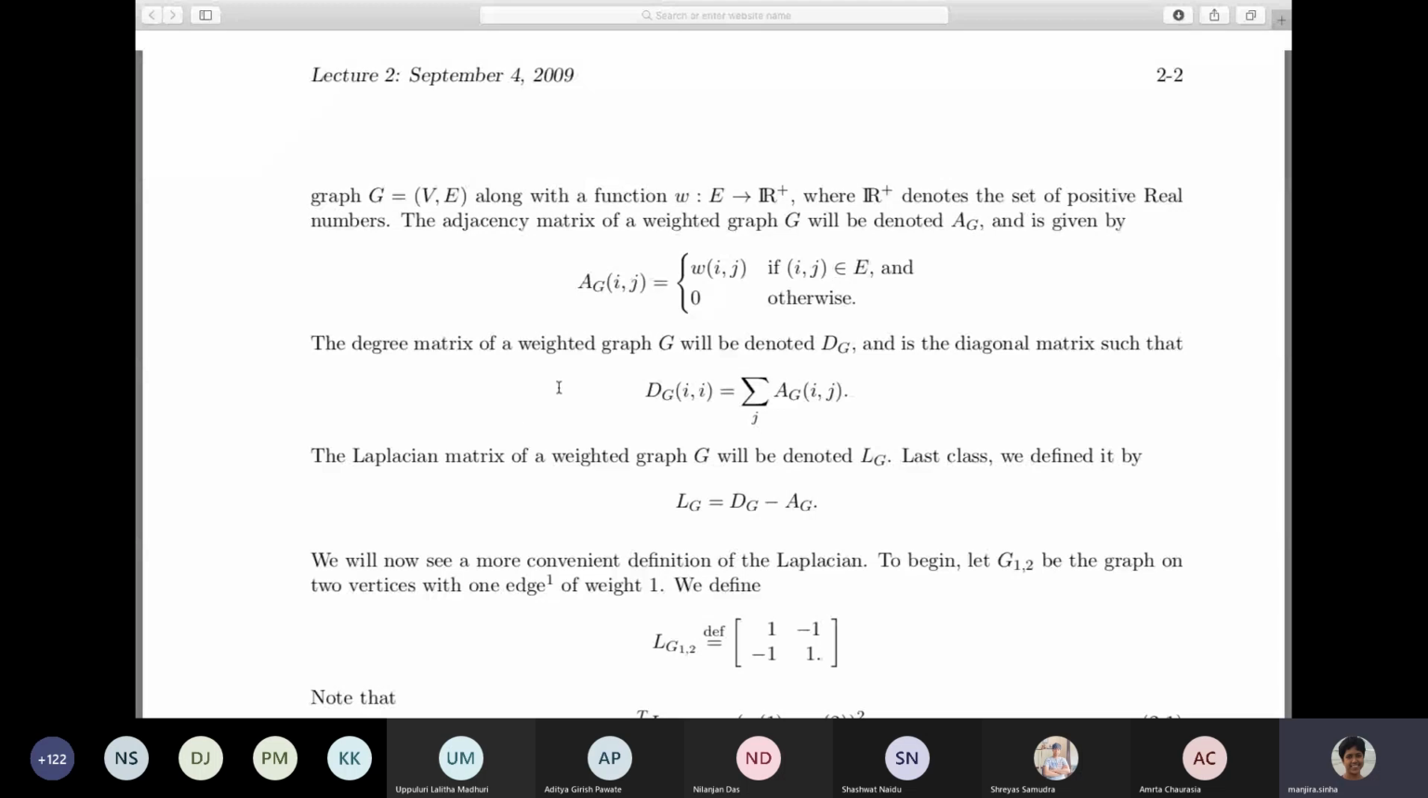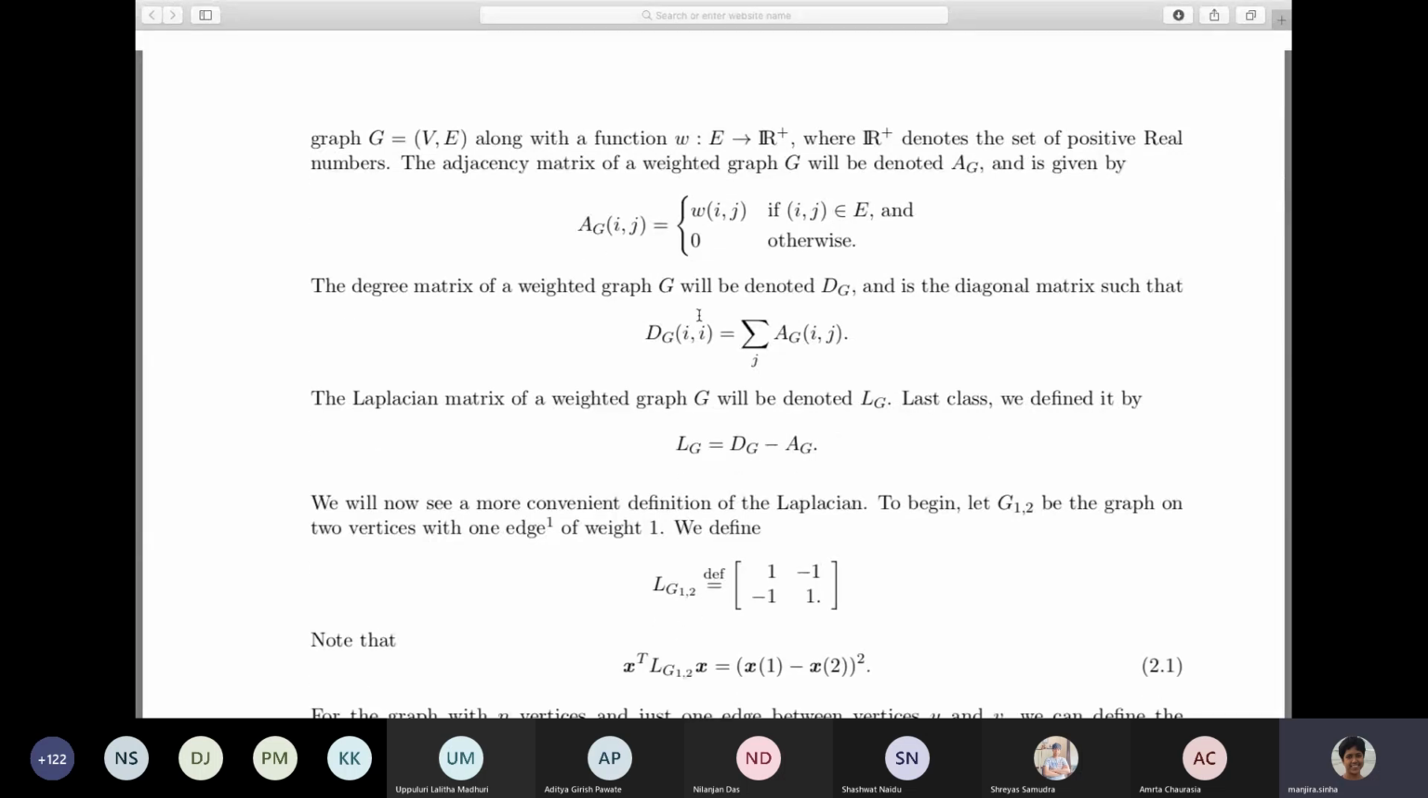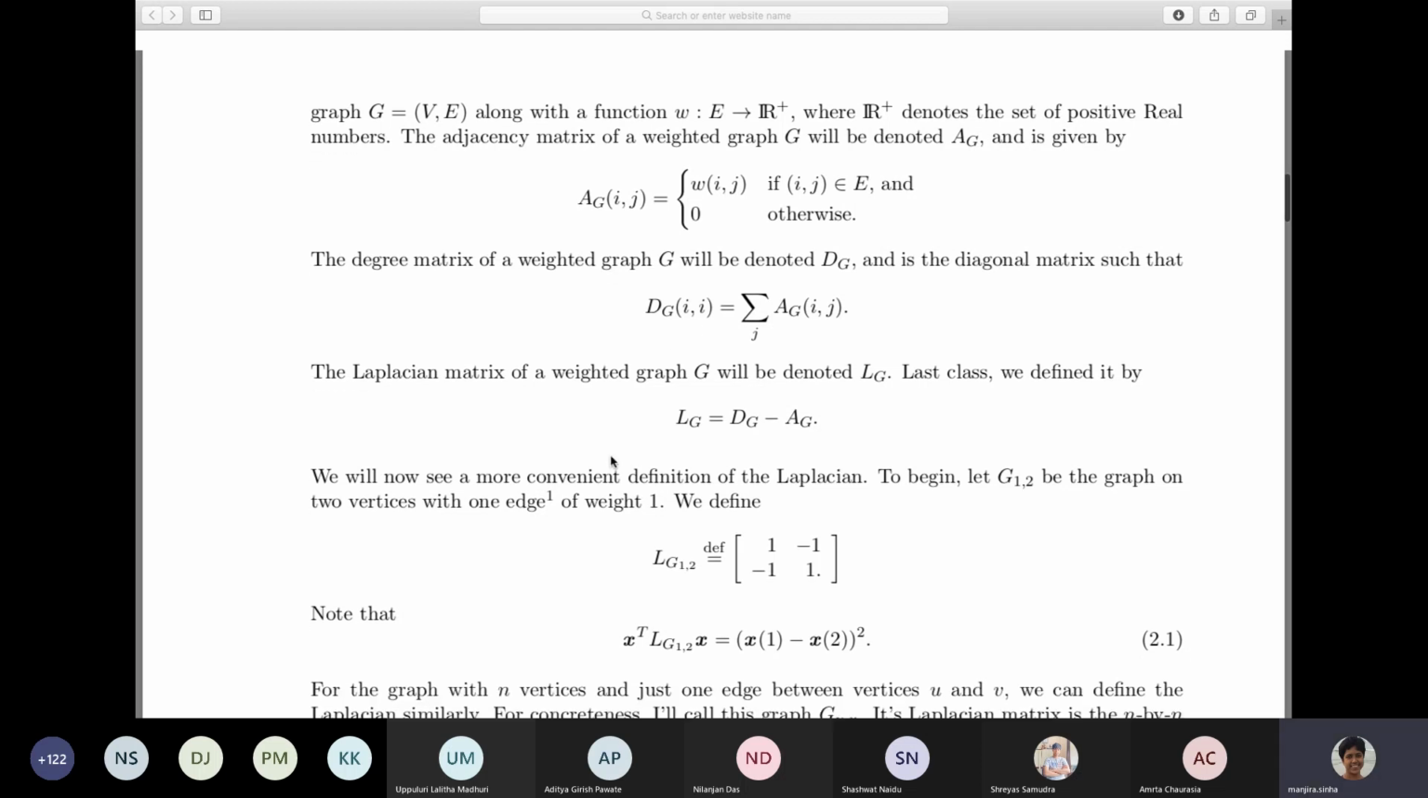Okay. And then the degree matrix of a weighted graph, as we have seen in the slides, will be the summation of all the adjacency values for the particular vertex i. Again, this adjacency matrix has zeros along the diagonal, and the degree matrix has non-zero entries only along the diagonal. And then this Laplacian is again the same thing, the degree matrix of the graph minus the adjacency matrix of the graph. Okay.